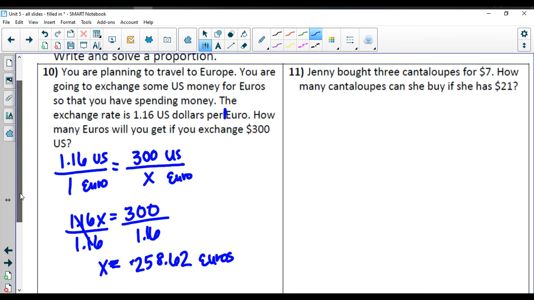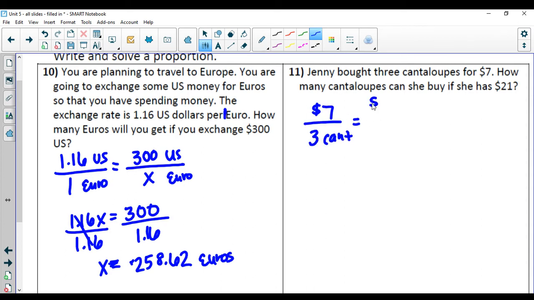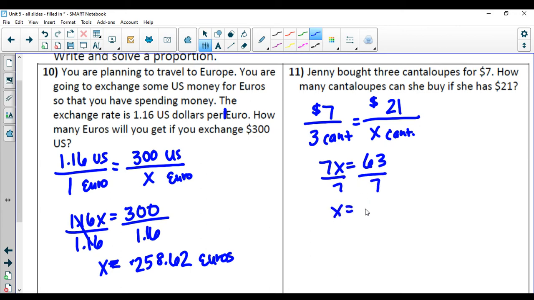All right, number 11, Jenny bought 3 cantaloupes for $7. How many cantaloupes can she buy if she has $21? If you're in the habit of putting money on the top, that's fine. So $7 for 3 cantaloupes. So we have dollars over cantaloupes. And we want to know how many cantaloupes can she get for $21. So we have 7x equals 63. Dividing through by 7, we get x equals 9 cantaloupes. Yes, we do need the label because it's a word problem.